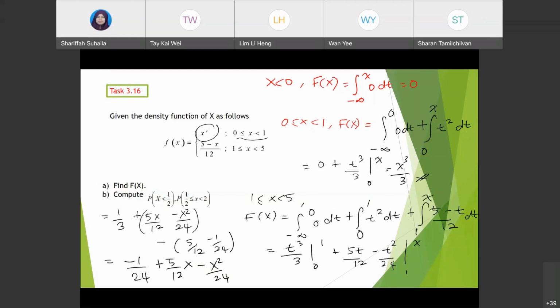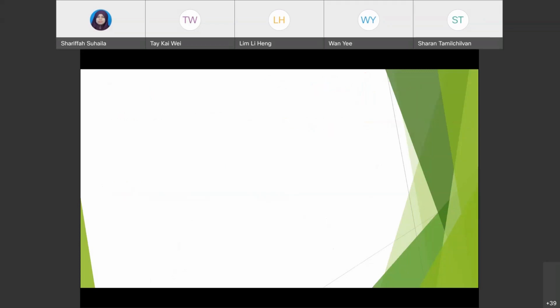Again, if you want to check whether your value is correct or not, you just differentiate this one. So 5 over 12 x, differentiate, you get 5 over 12. Minus x squared over 24, again you get minus x over 12. So we got back dia punya small fx. Yang tadi pun sama. If you differentiate x cubed over 3, you will get back x squared. The last one, x greater than 5. Even though you know the answer should be 1, again, write down the method.